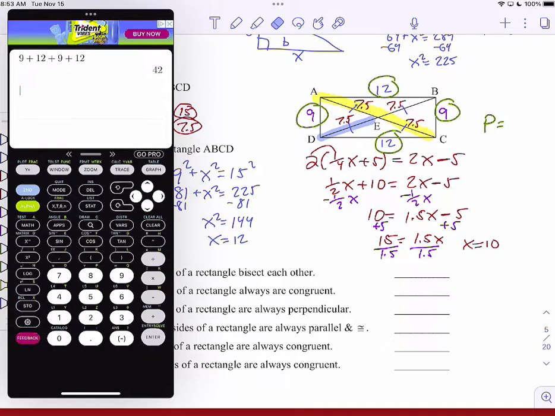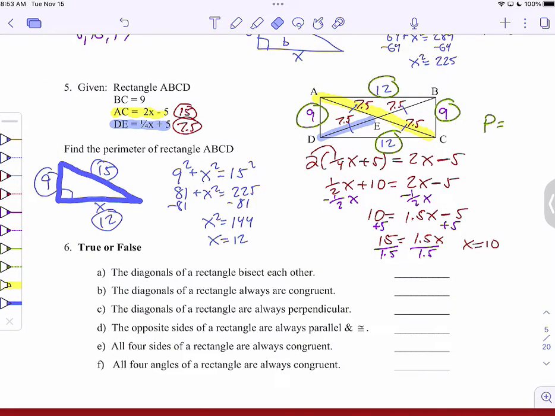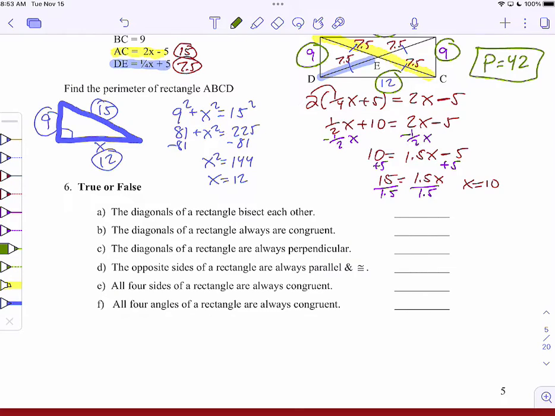You can probably add these in your head. You get 42. And there's no units on this. So you just say perimeter is 42. If you want to label it, you label it 42 units. These are an unknown unit. We don't know if they're inches or centimeters or millimeters or whatever.